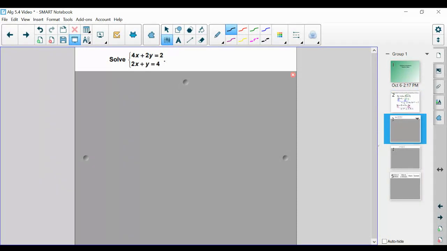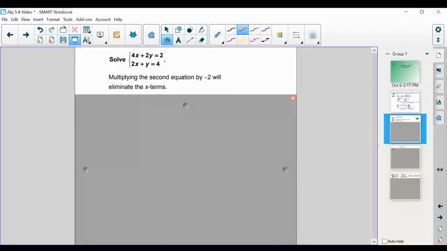So the first example that's on your guided notes is this system here. 4x plus 2y is equal to 2, and 2x plus y is equal to 4. Now we have three different methods that we can use to solve a system. We can use the graphing method, substitution method, or the elimination method. In this example, we're going to use the elimination method, and we're going to try to eliminate the x terms. So in order for us to eliminate these x terms, we have to multiply that bottom equation by -2. The reason we're multiplying that bottom equation by -2 is because we want to have the opposite of 4x, which is -4x. And multiplying the current term of 2x by -2 yields us that -4x.